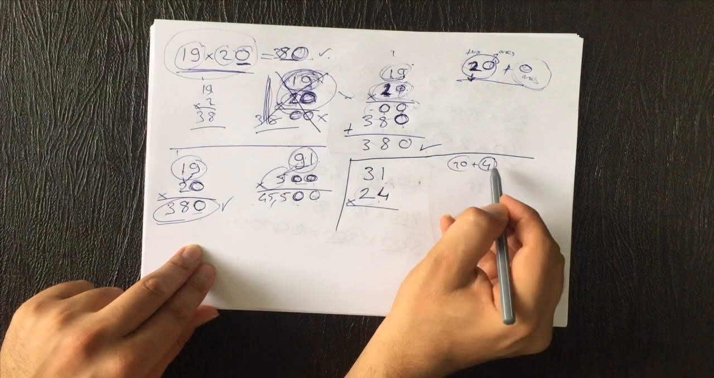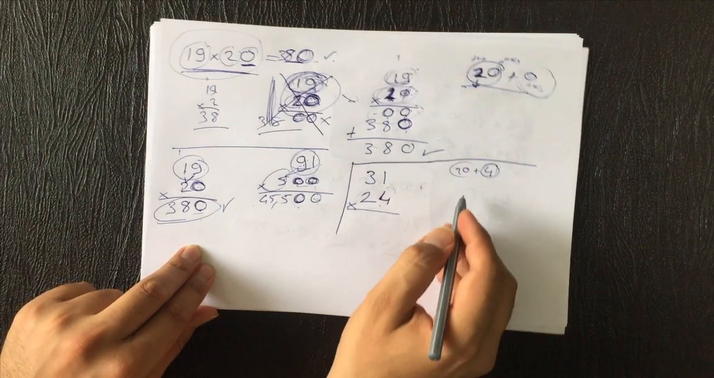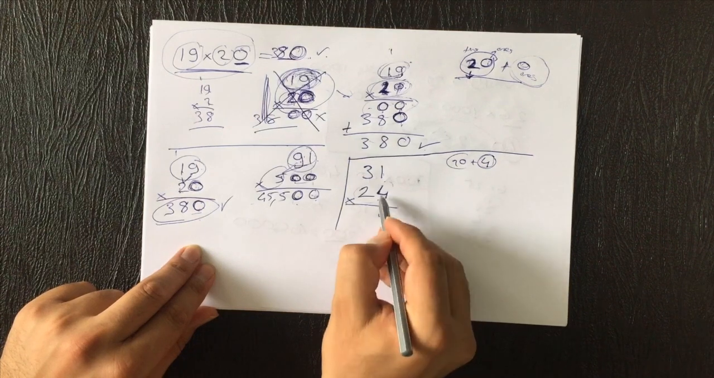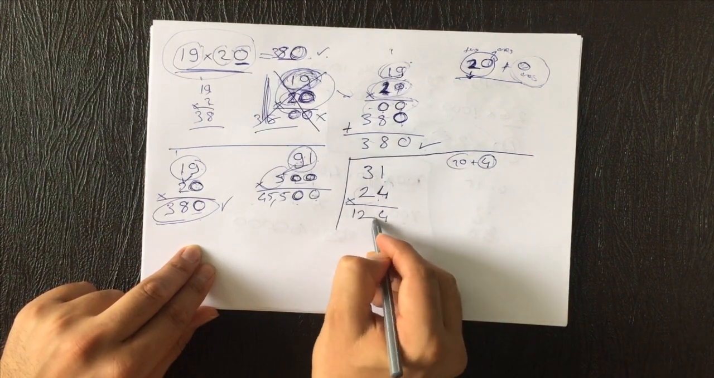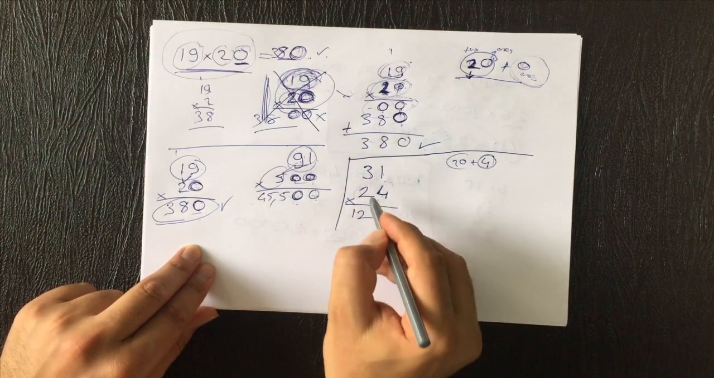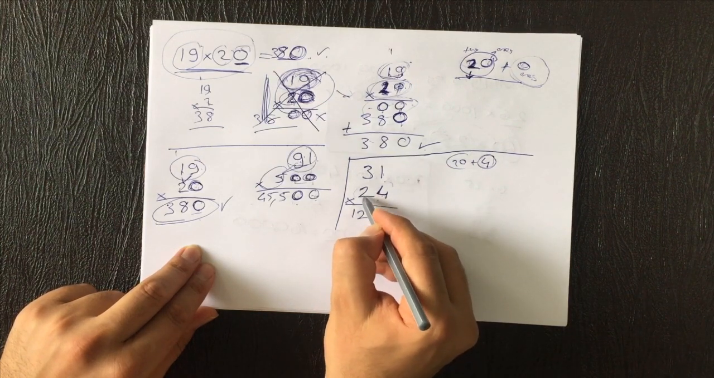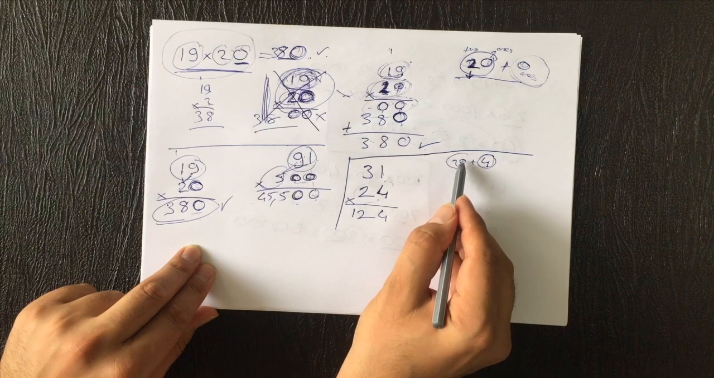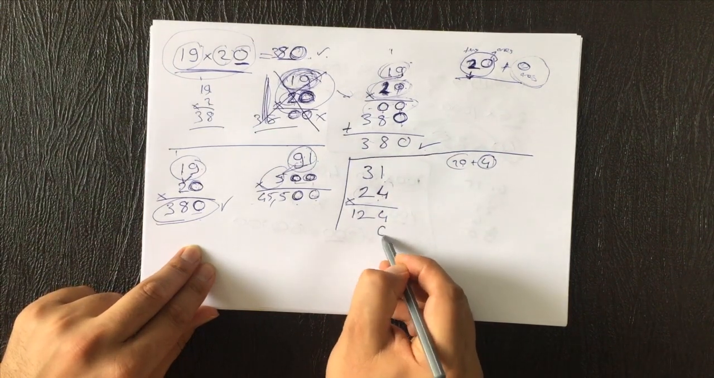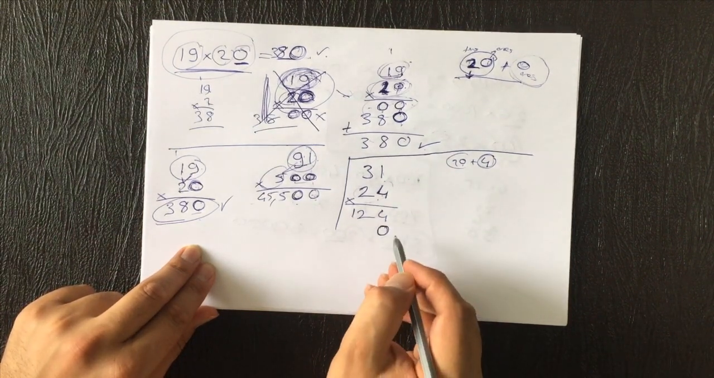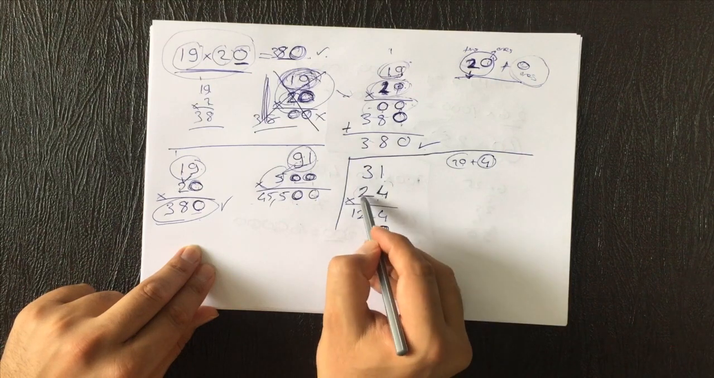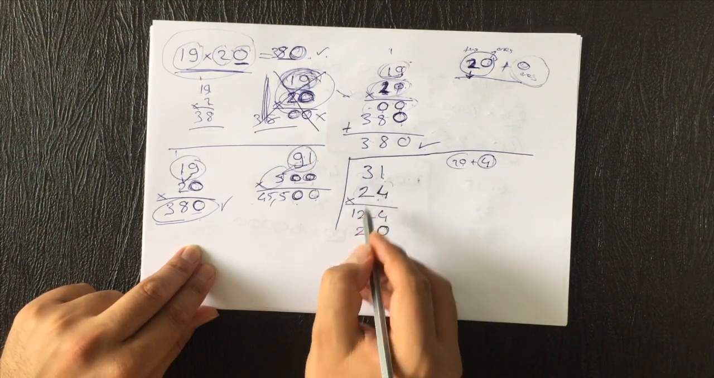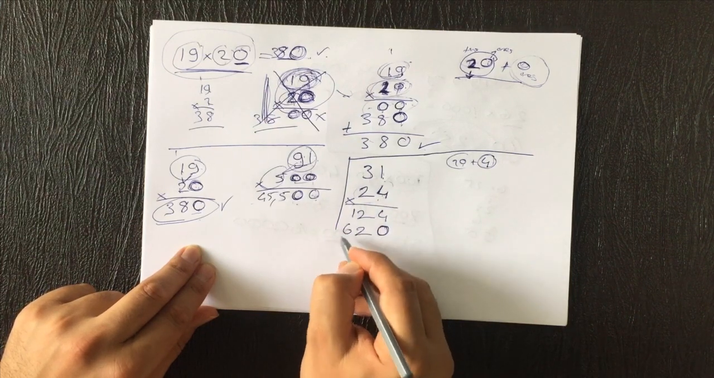Multiply by 4. 4 times 1 it is 4. 4 times 3 it is 12. So let's come to this. Tens is 20. If it's 20, then put the 0 of the 20 here. Then continue. 2 times 1 it is 2. 2 times 3 it is 6.